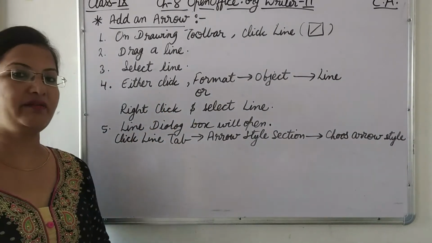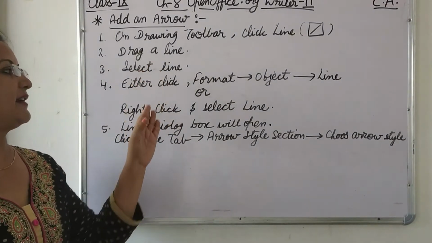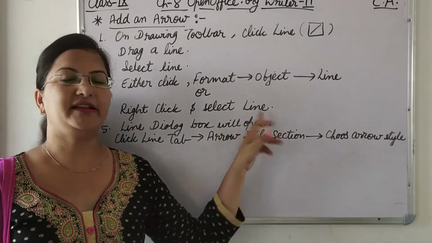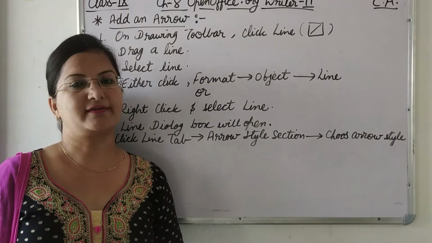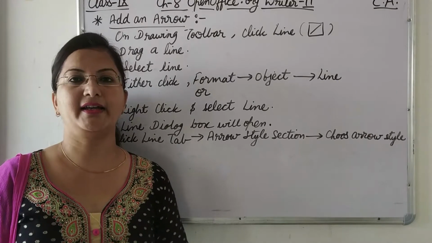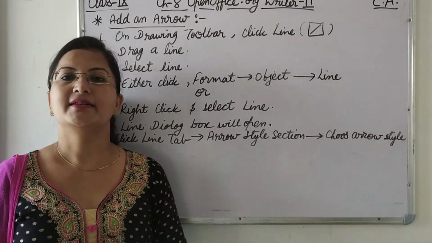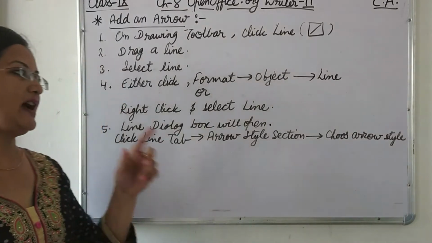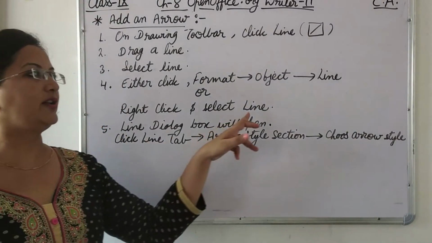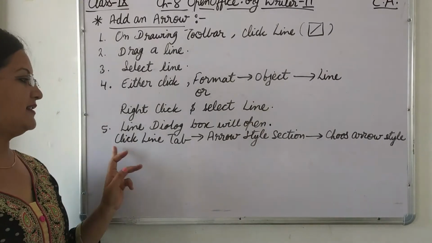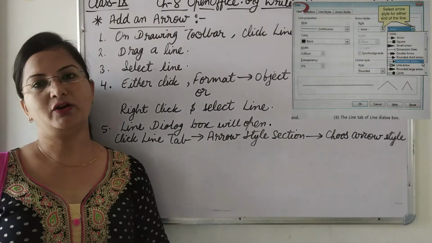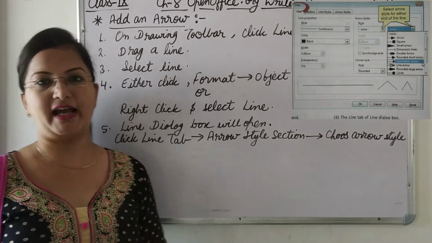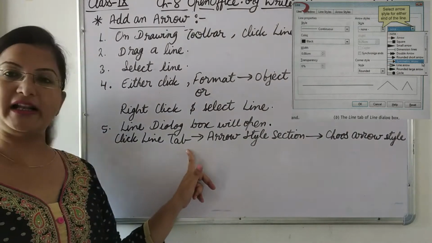Or one more thing we can do, we can directly right click the line and then select the line option. When we right click the line, we will get one option, that is line, in the right menu. So we have to click on it. When we click on this option, the line dialog box will open. In the line dialog box, we have to click on the line tab. Got it? Click on the line tab.